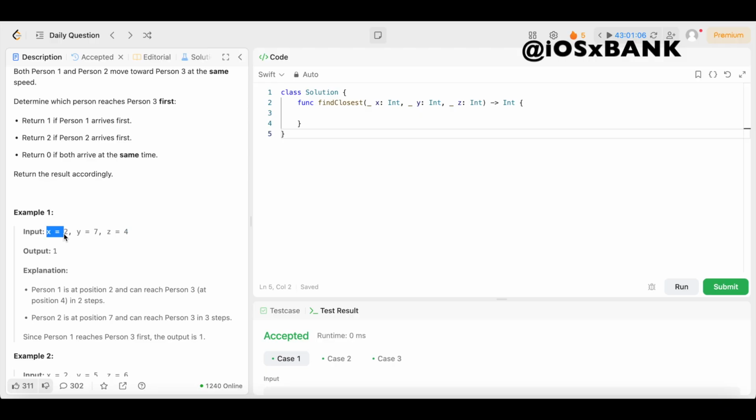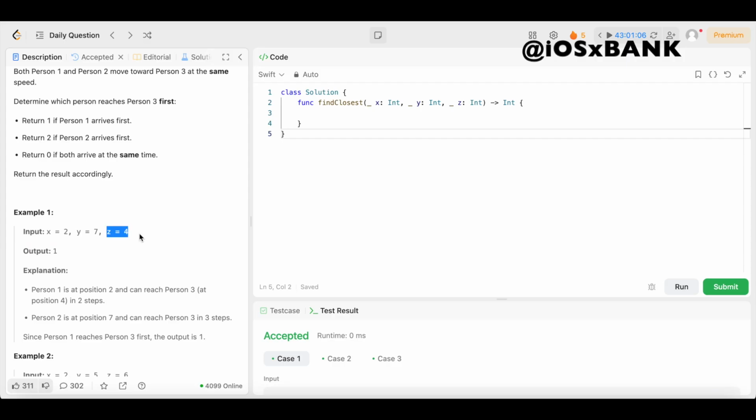Then we have x equals 2, so we subtract 2 from 4. That's going to give us 2, which means x is 2 positions away from person 3, right? So person 1 is 2 positions away from person 3, and person 2 is 3 positions away from person 3. So since person 1 is closer to person 3 than person 2, then we're going to return person 1 because it's the closest and it can get to person 3 fastest, right?